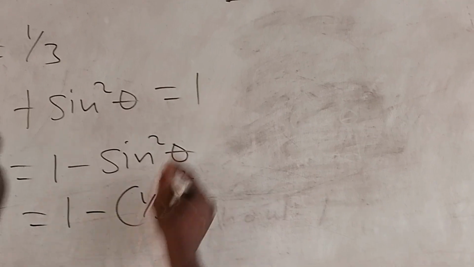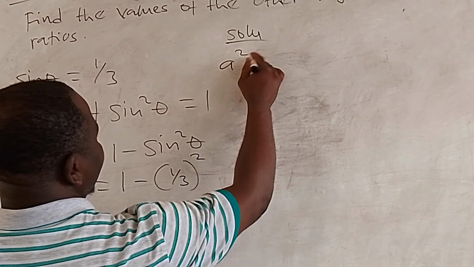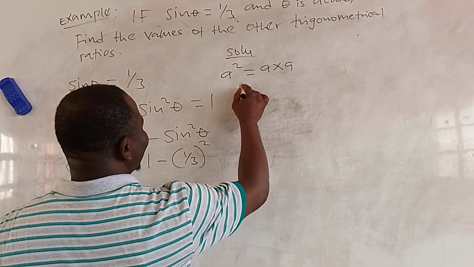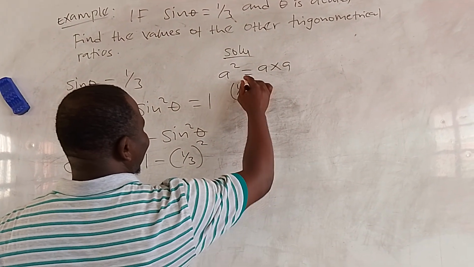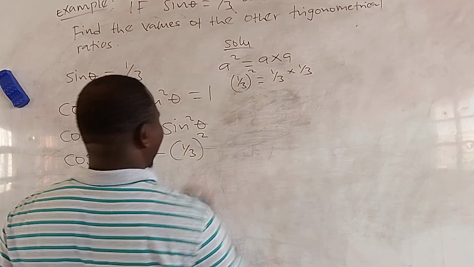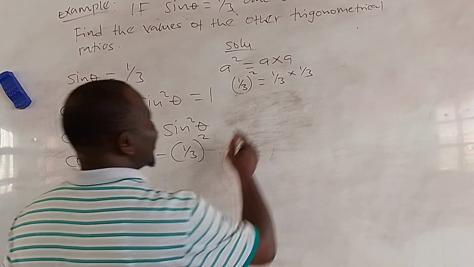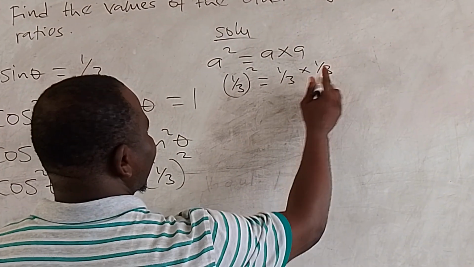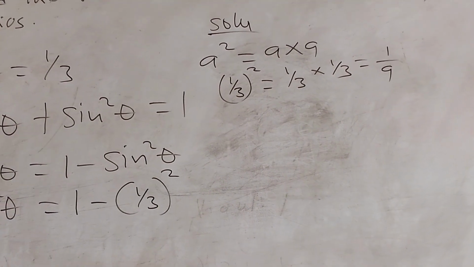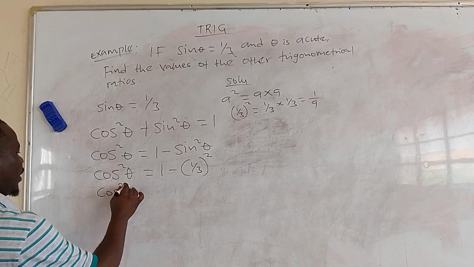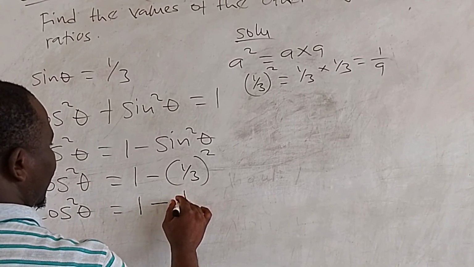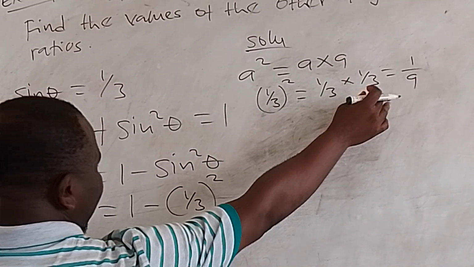Now, in mathematics, if we have a raised to power 2, this means a times a. Then what if we have 1 over 3 all squared? This is the same as 1 over 3 times 1 over 3. Do you agree with me? It implies that 1 times 1 is 1, 3 times 3 is 9. So this is 1 over 9. So our cos square theta is equal to 1 minus 1 over 9.